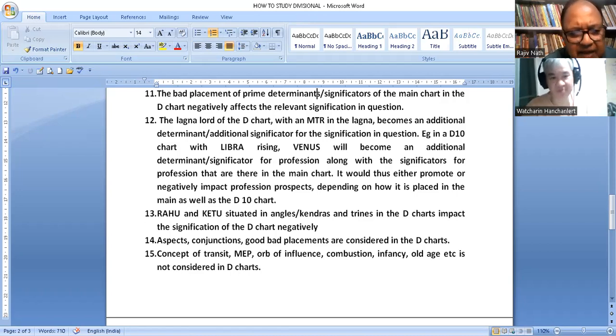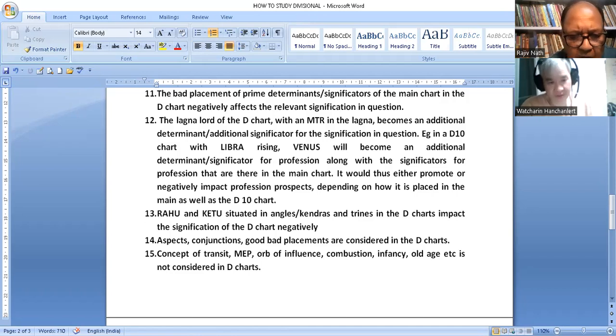Bad aspects, conjunctions, good and bad placements are considered in the D chart. Aspects we take into consideration, but we don't see the degrees. There's a full aspect. Conjunctions, if they are sitting together, we don't see the degree. Good and bad placements are considered in D charts.